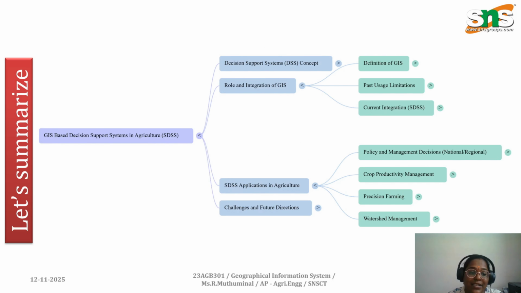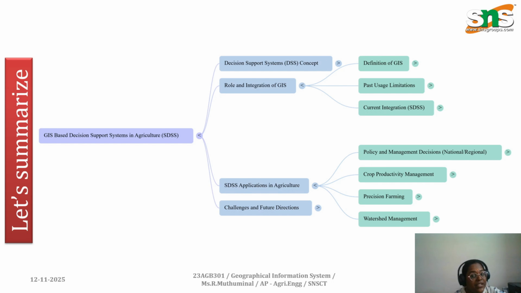So, summarizing what we have seen as of now: how we can use GIS in decision support system in agriculture, how we can use this decision support system by integrating GIS, spatial decision support system in agriculture, and challenges and future directions. We have also seen an example of how we can locally identify the agricultural policies, and by converting them with the help of agro-eco regions, we statistically estimate the trends using the software and then integrate the current integration by considering the past usage limitations.